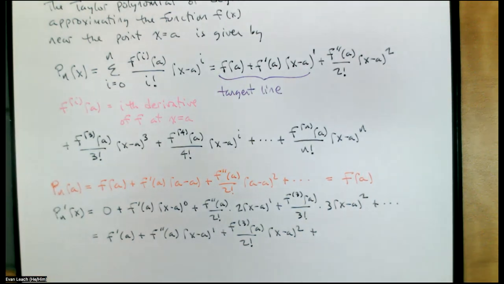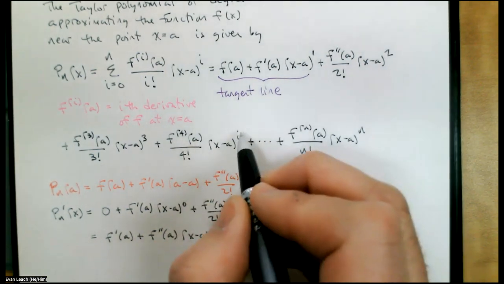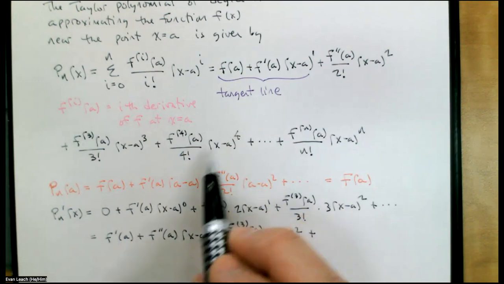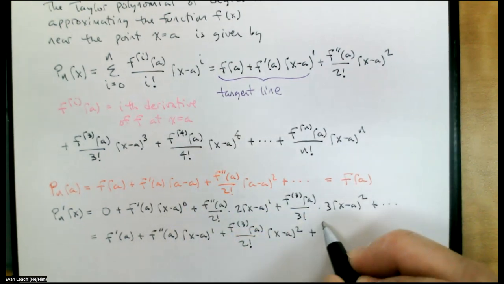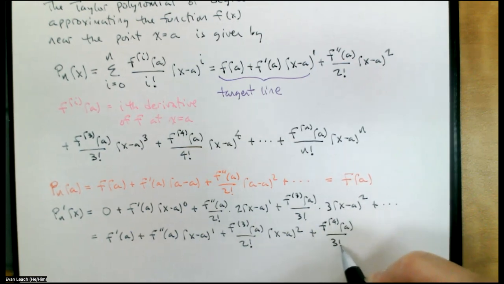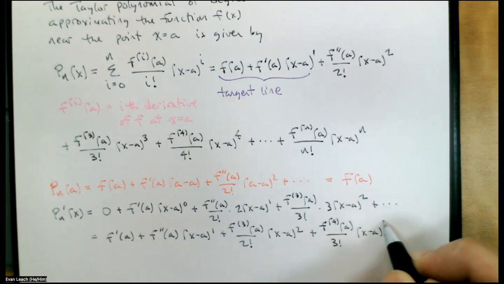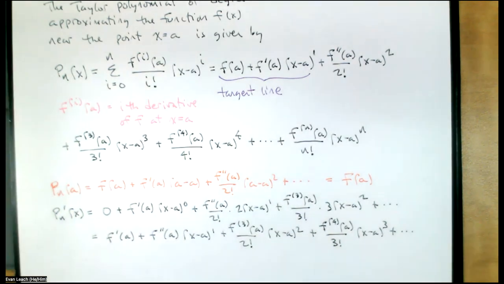So just following this pattern, I'd have the fourth derivative at a over 4 factorial. Then the 4 cancels the 4 factorial down to a 3 factorial. So the next term would look like the fourth derivative at a over 3 factorial times x minus a to the third. This is why we have that factorial. All these derivatives that we're trying to match up, we need to cancel out the exponent when it comes down as the derivative.